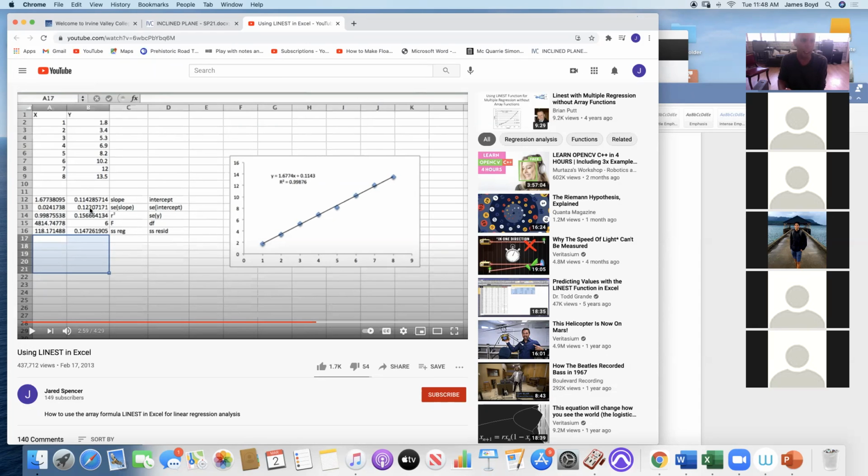This is the error in the intercept, the R² value. I don't know what F and DF is, standard error in y. All this residual and regression stuff is stat stuff we don't need. But we do need this second box down. That is the error in our slope.